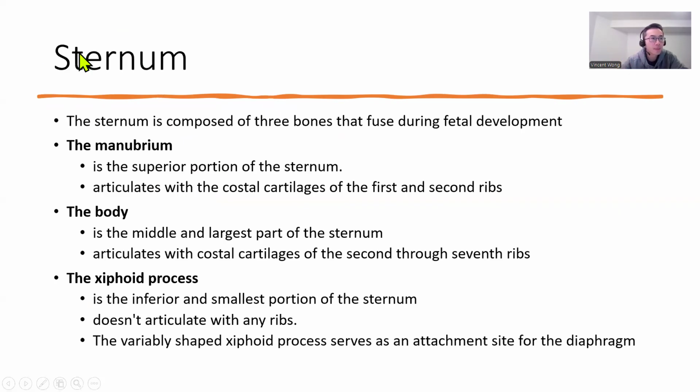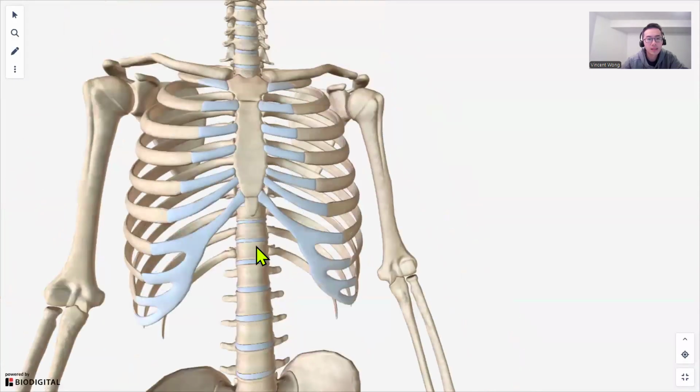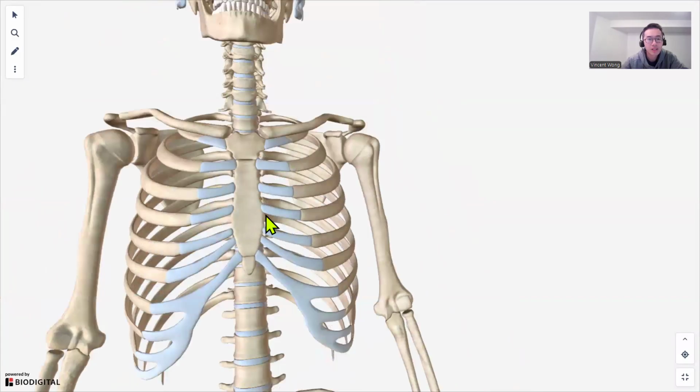Okay, let's take a look at the next part, which is the sternum. So we're going to go back here. You can see this is the sternum. The sternum has three parts. The top part is called the manubrium. And then the next part is called the body of the sternum. And the notch here is called the xiphoid process. You can feel it right here. Just press it down in the middle of the chest. There is a knob right there.